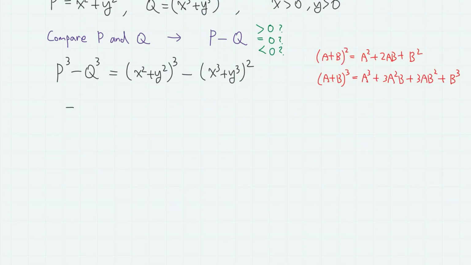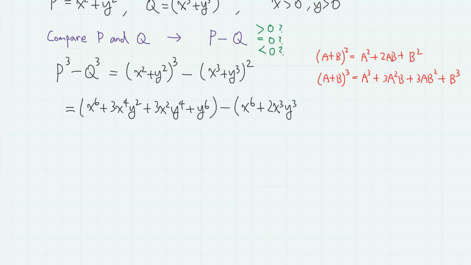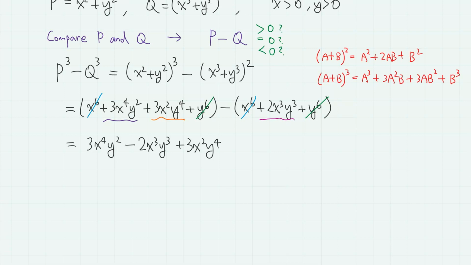And if we expand them, we have first x to the power of 6 plus 3x to the power of 4y squared plus 3x squared y to the power of 4 plus y to the power of 6. And for the second part, we have x to the power of 6 plus 2x cubed y cubed plus y to the power of 6. So notice that x to the power of 6 and y to the power of 6 got cancelled out. So we only have this term, 3x to the power of 4y squared, and this term, minus 2x cubed y cubed, and this term, 3x squared y to the power of 4.